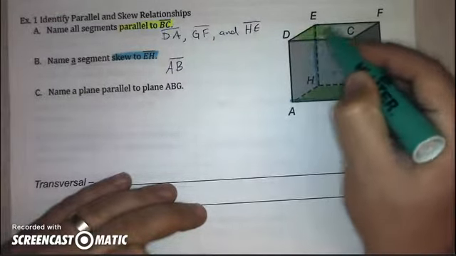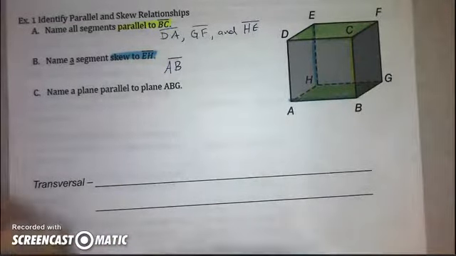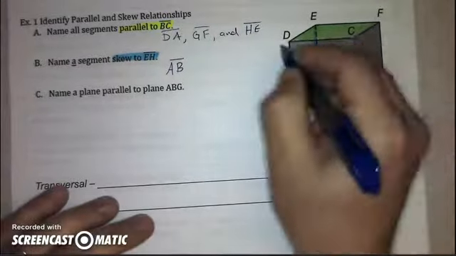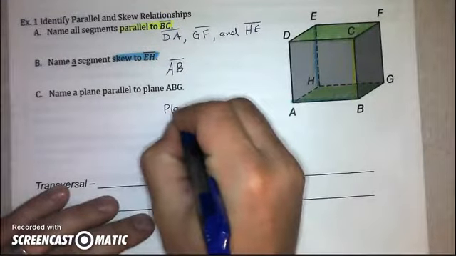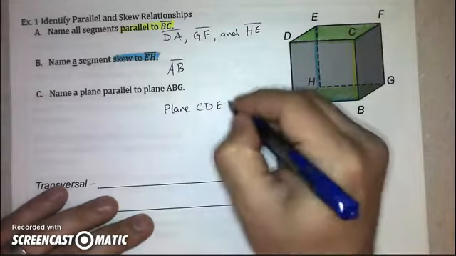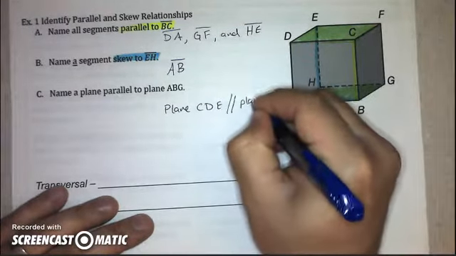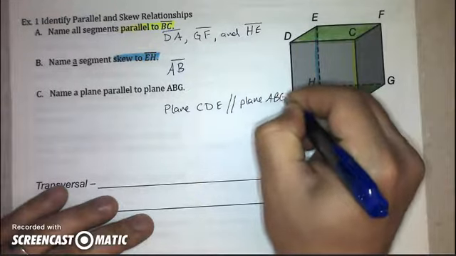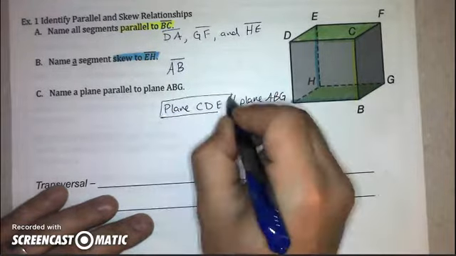Now there are four reference points I could use. I only need three of them, and so I'm just going to go in alphabetical order, CDE. I'm going to say plane CDE. We could even say it is parallel to plane ABG. But that is the answer we're looking for.